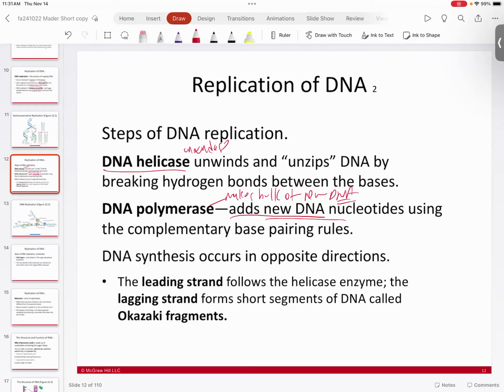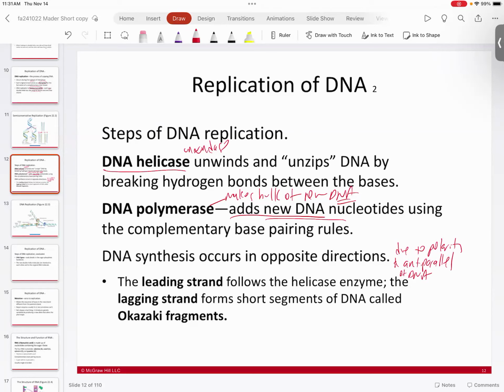So when you make that new strand, it's DNA polymerase doing it. Now, because of the polarity of the DNA, synthesis typically occurs in opposite directions. Why? Because that's due to the polarity and the anti-parallel nature of DNA.